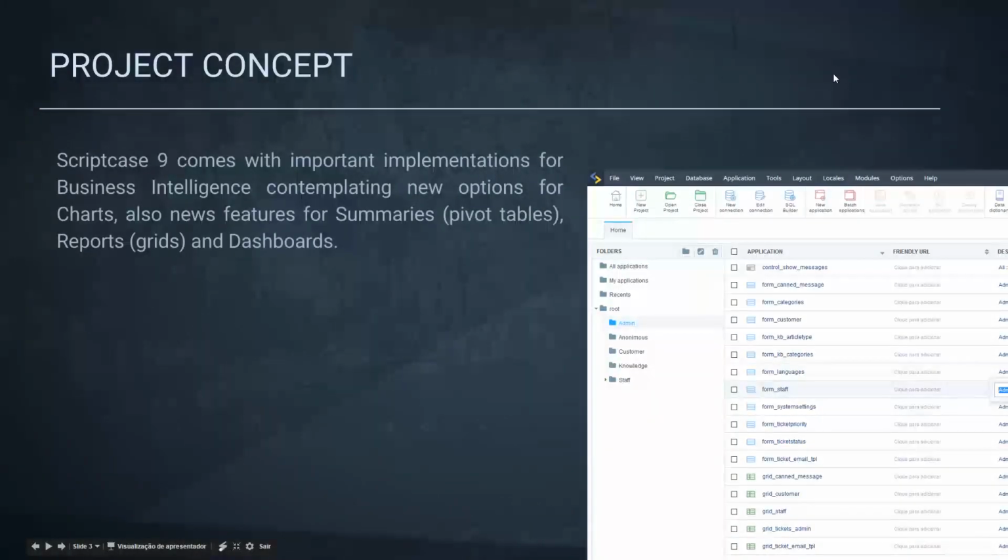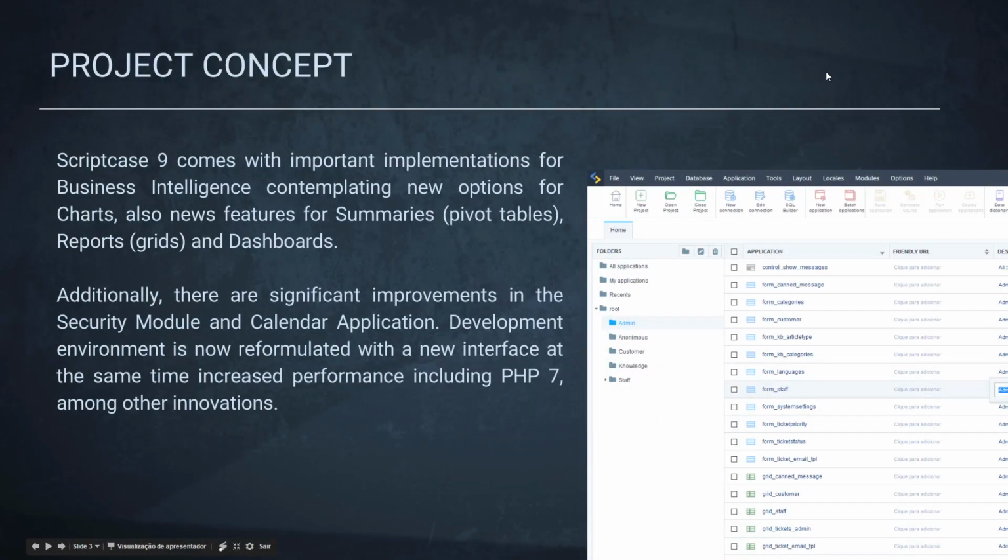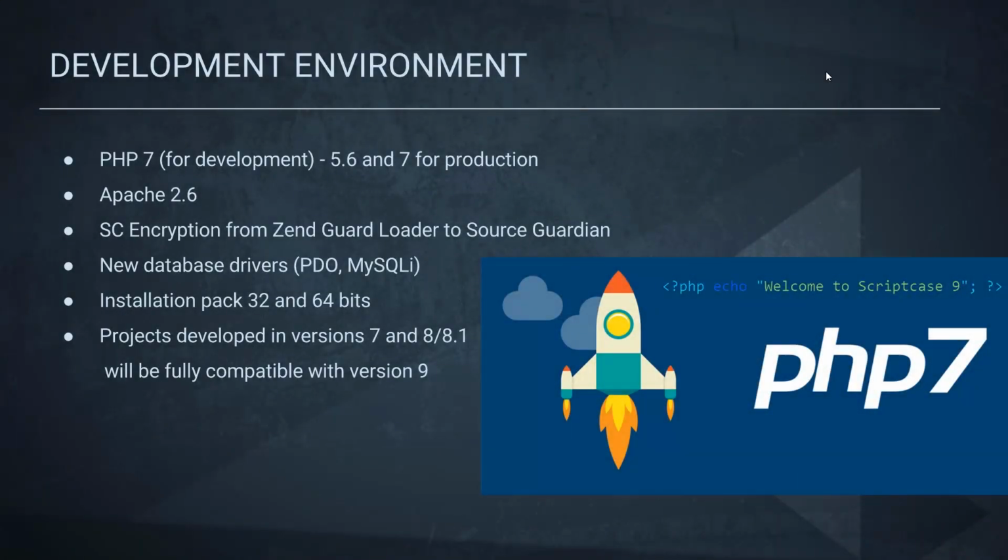Okay, so the project concept for Scriptcase 9, we have already said that we are working on important implementations for business intelligence. So we are going to have new chart options, new summaries, new dashboards, and also some significant improvements in the security model, calendar application, and also including the PHP 7 that's now added to our environment. So this is about our development environment.